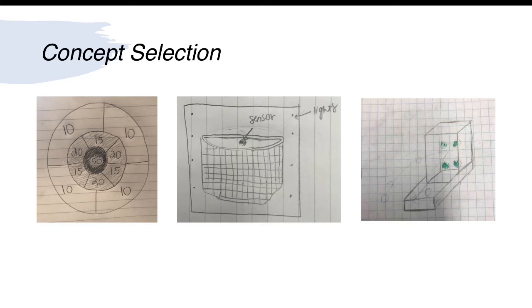We decided not to use the dartboard target because it would be really hard for a sensor to determine if the child scored or not, as the ping pong ball would just bounce off. We decided not to use the basketball hoop target because if the ping pong ball didn't fall directly in front of the sensor, it wouldn't register that the child had scored. We ended up using the box idea, but we changed it in a lot of ways.